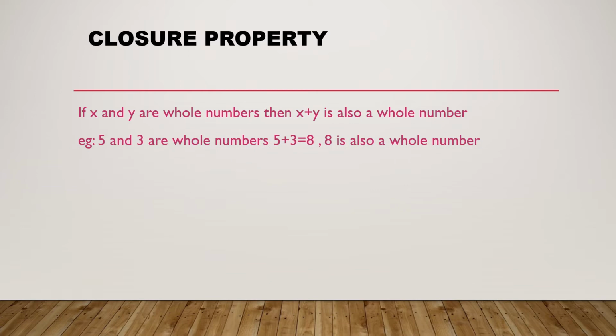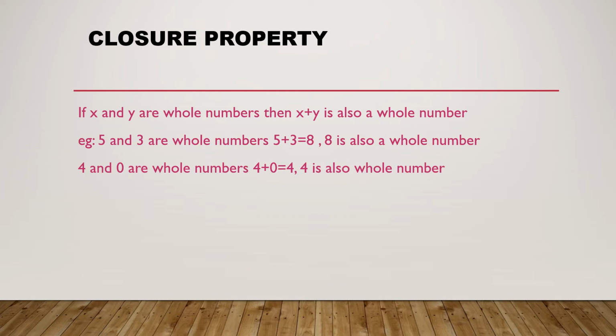Example, 5 and 3 are whole numbers. So 5 plus 3 is equal to 8, which makes 8 also a whole number. So when two whole numbers are added, the result we get is also a whole number. Let us see another example. 4 and 0 are whole numbers, and 4 plus 0 is equal to 4. So 4 is also a whole number. The resultant sum of 4 and 0, which is 4, makes 4 also a whole number.